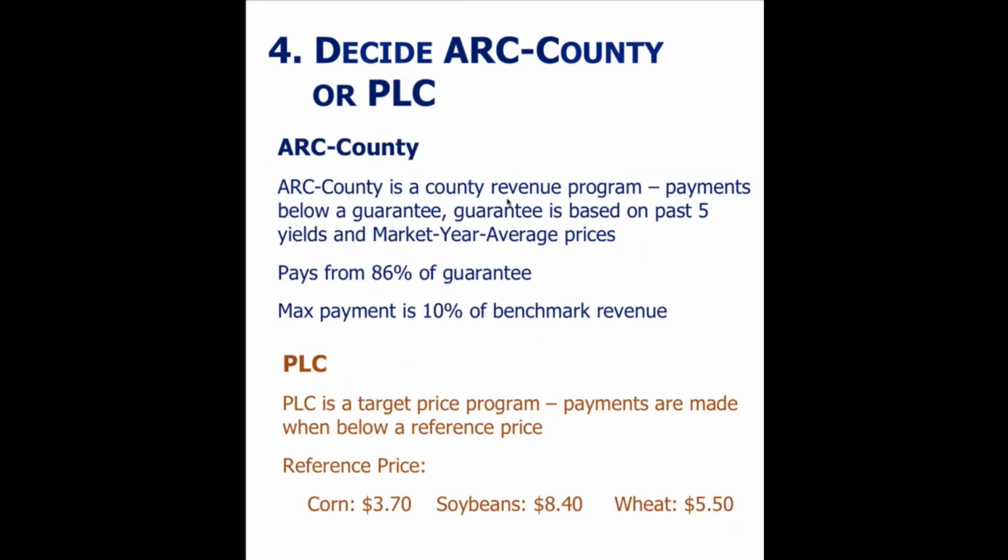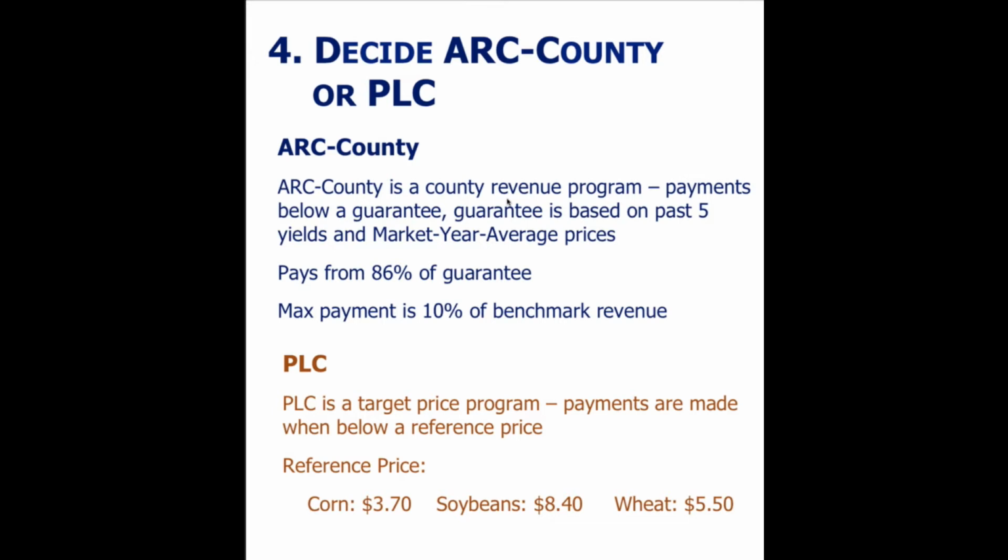Difference between ARC County and PLC. ARC County is a county revenue program. It will make payments when you're below a guarantee, and the guarantee is based on the 5 previous yields and market year average prices. Those are county average yields. So in the county program, you're not looking at actual farm yields. You're looking at the county average yields over the most recent 5 crop years. And same thing with prices, 5 past prices. Olympic average. It pays on 86% of the guarantee, and the maximum payment is 10%.